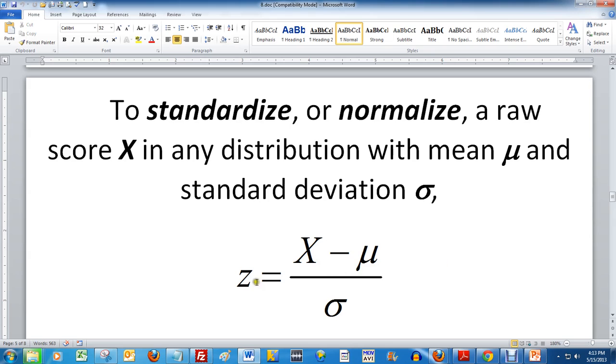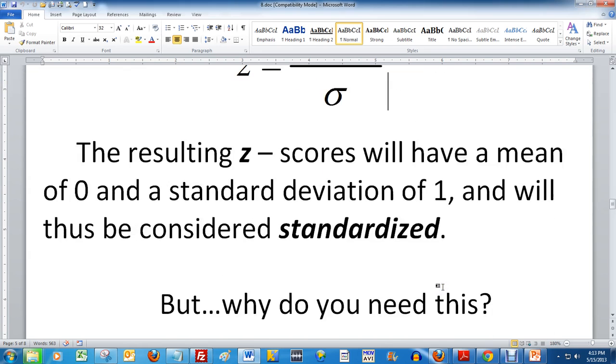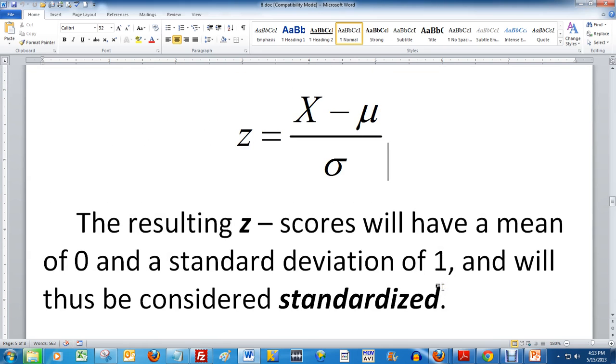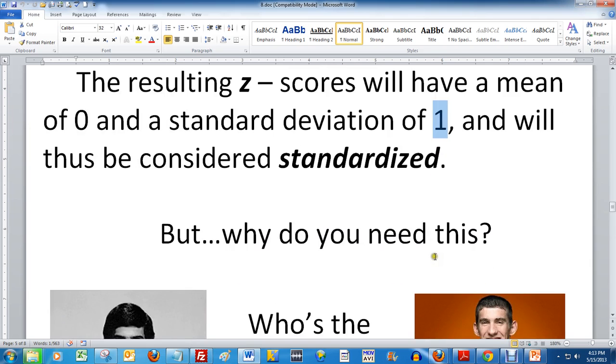But essentially, what that does is it converts any raw score into what's called a z-score, and a z-score is simply a number of standard deviations from average. The further you are away from average, the more unusual the result. So by the time you're done, this is kind of a ghetto PowerPoint, I apologize, the z-scores that you have will be standardized, which means they'll have that average of 0 and a standard deviation of 1.